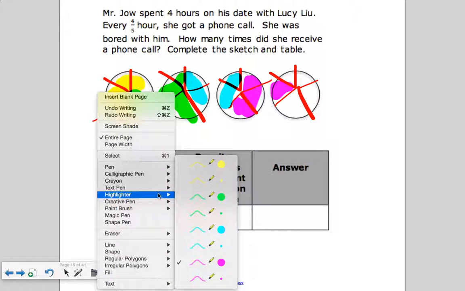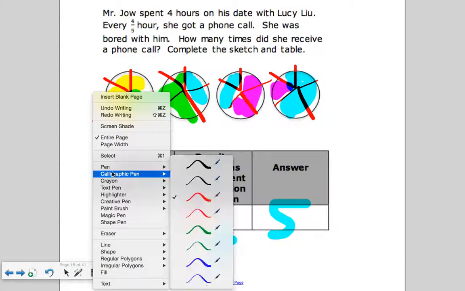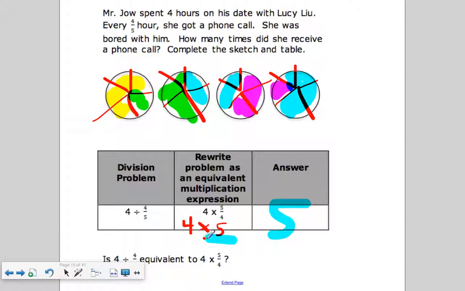Let's divide this into fourths. 1, 2, 3, 4. So, there's one group of fourths, 2 groups of 4, 3 groups, 4 groups. The answer is 5. So, we had 20 groups of fifths, and we divide it into fourths, because I want to know how many groups of 4.